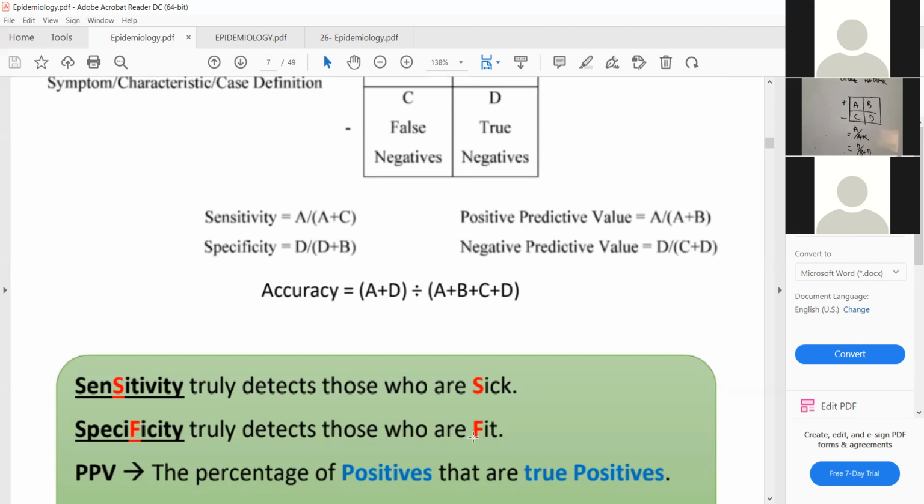Is that right? Yes. Now positive predictive value and negative predictive value. When we were talking about sensitivity and specificity, we were taking into account the disease and no disease columns. Now we are talking about positive predictive value. What is positive predictive value? Positive predictive value is the percentage of the positives that are true positive.